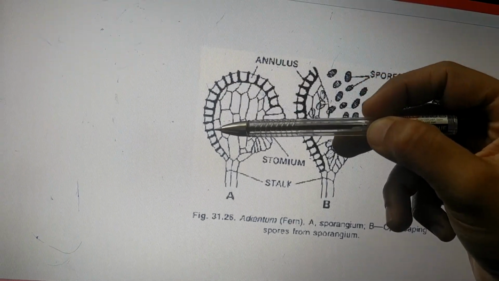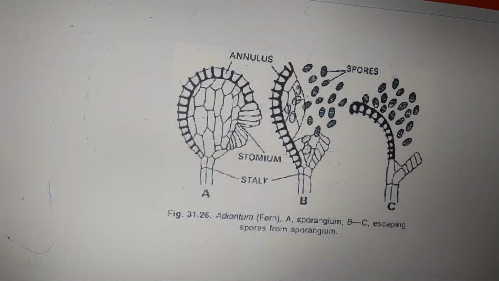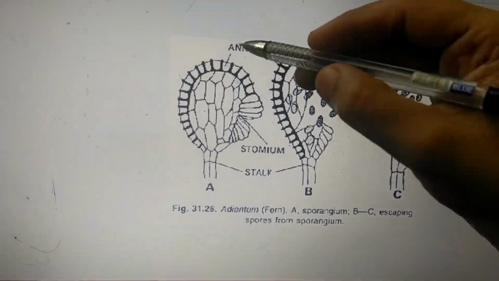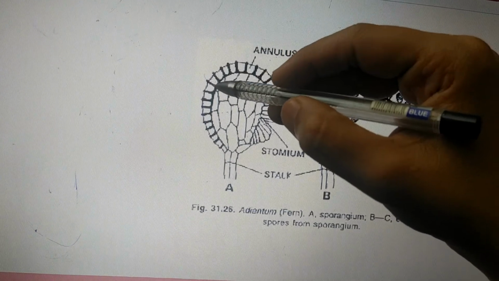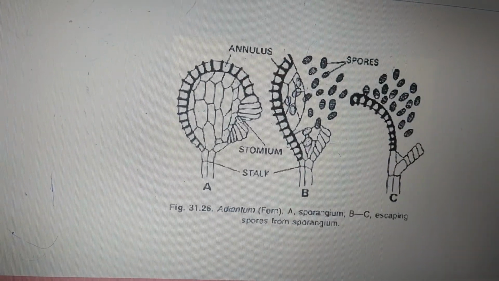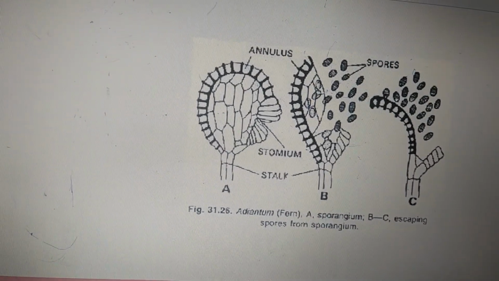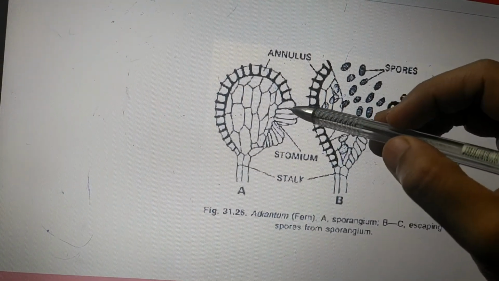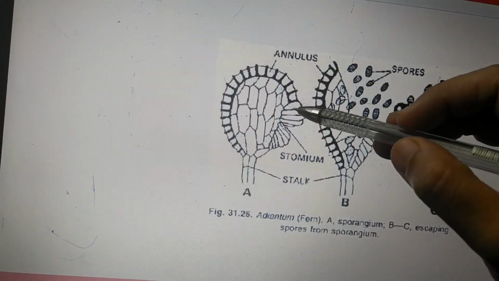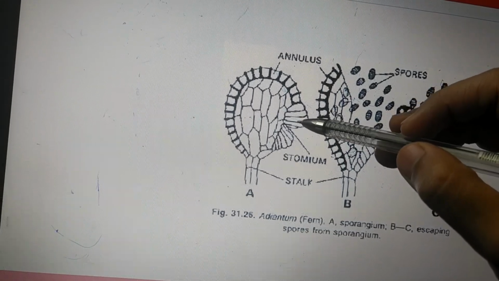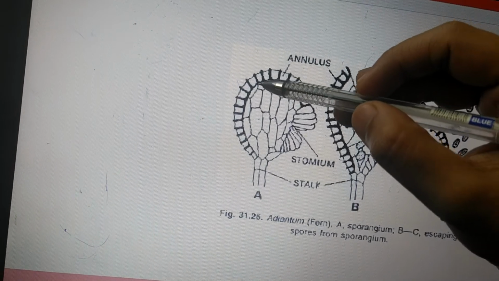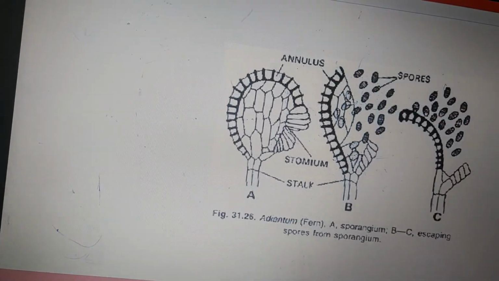This annulus portion is made up of cells which are thick and radial in structure. They are thick, you can make that out easily, very thick in nature. Now comparing them with the cells of the stomium, those are very thin in nature, and the cells are a bit elongated. Cells of the stomium are elongated and thin, whereas the cells of the annulus are radially arranged and thick.